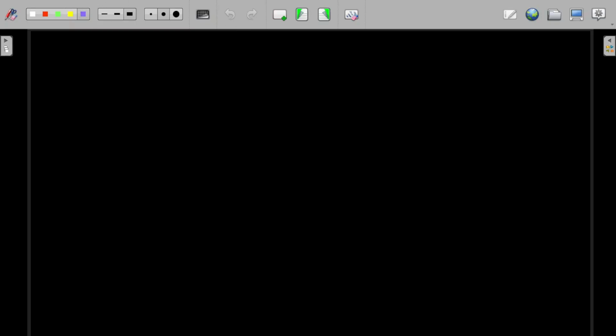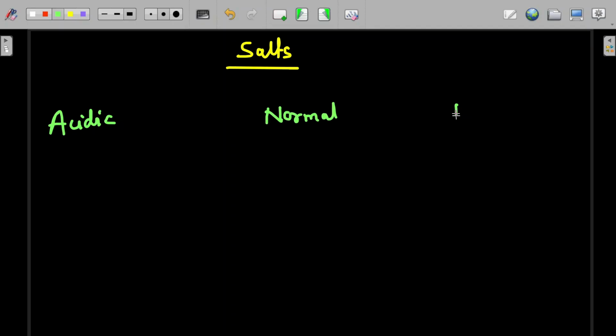Okay. Now we will go to the last part of acids, bases, and salts, that is salts. Lots of questions will come on this part, like equations or simple 1 mark questions also. So first of all, the classification we'll see. So we have acidic salt, normal salt, and basic salt.